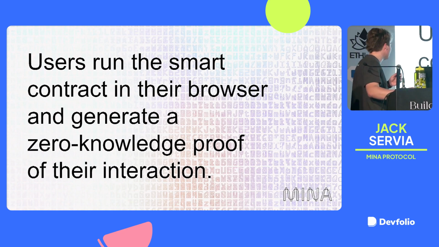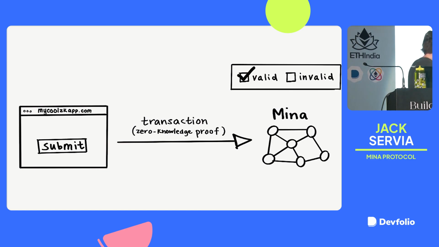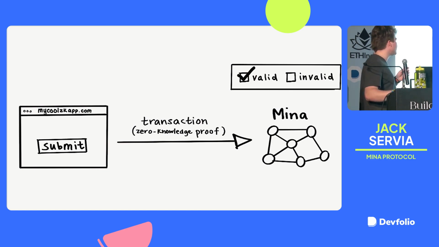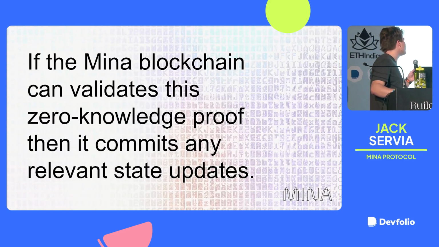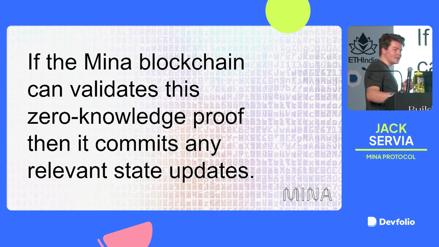when it comes time for people to actually interact with the app once it's deployed. So we can see what this looks like. We have my cool zkApp. A user does some stuff with it in the browser. They make a transaction, and the transaction has a zero-knowledge proof, and they send it to Mina, and if it's valid, then everything associated with that transaction gets committed, and if it's invalid, then it's dropped. So if the Mina blockchain can validate this zero-knowledge proof, then it commits any of the relevant state updates.